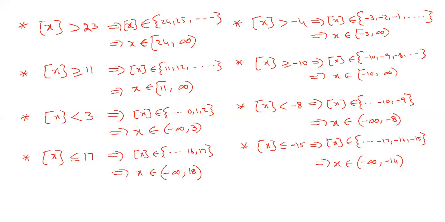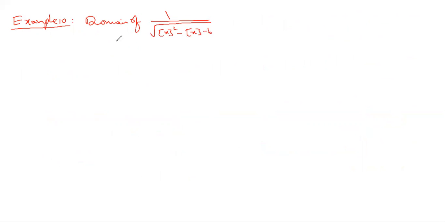And now, finding the domain problem. There is one finding the domain problem including this greatest integer function. That is example 10. Find the domain of the function 1 by root of integral part of x square minus integral part of x minus 6. Right. So you need to find the domain of this.